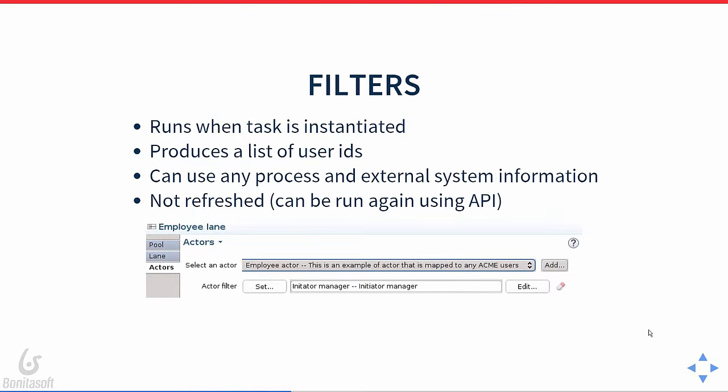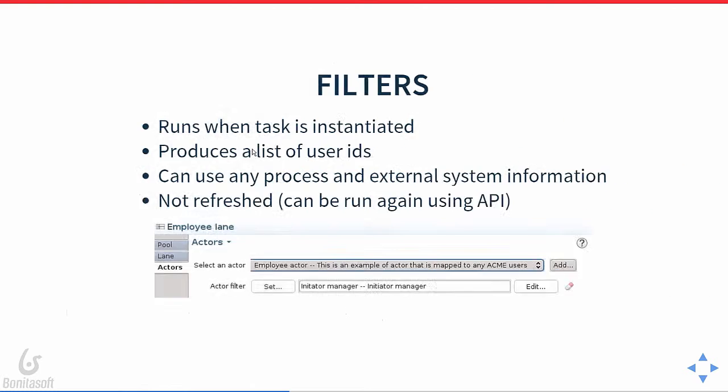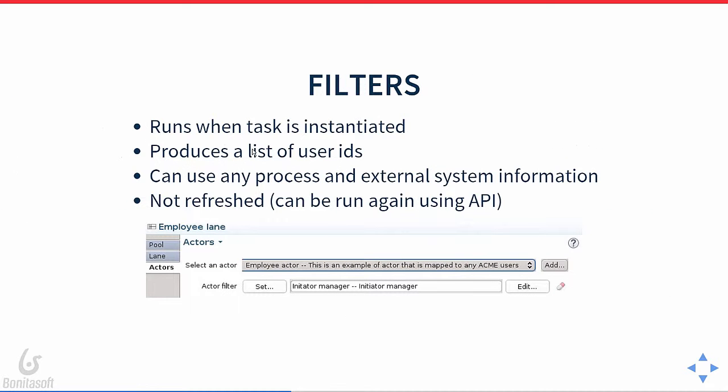The difference between actor and filter is that a filter will actually be executed when the process reaches a task. So when you reach a task, the filter is a piece of code that will run and produce a list of user IDs. It's this ID that I can get back to on the previous slide here. It will produce a list of IDs, as you can see in this table. So it will have a list of users that can possibly do the task, and this list defines who can perform the task.